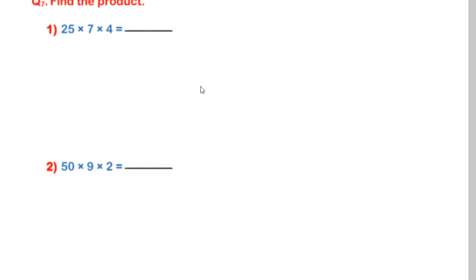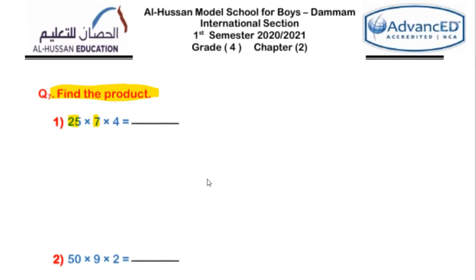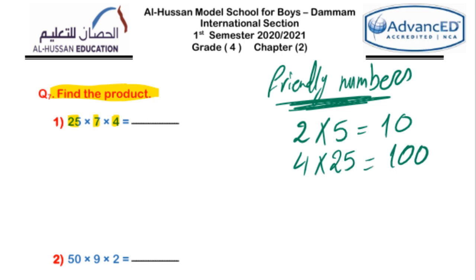Thank you very much. Okay, let's see here. Abdullah, find the product: 25 multiplied by 7 multiplied by 4. As we started before, Abdullah, we have friendly numbers. Let's write friendly numbers here. 2 multiplied by 5 equals 10. 4 multiplied by 25 equals 100. 8 multiplied by 125 equals 1000. It's very important to keep it in your mind to get the answer.